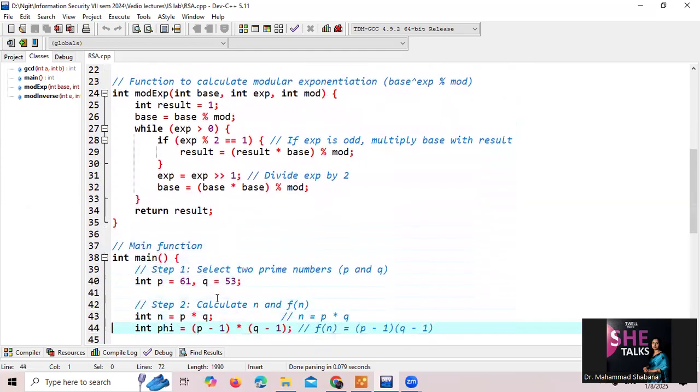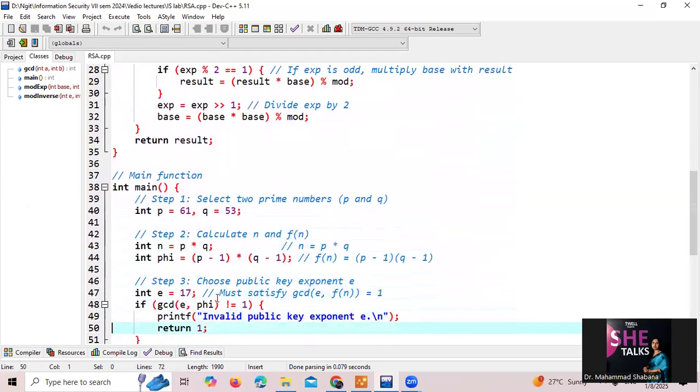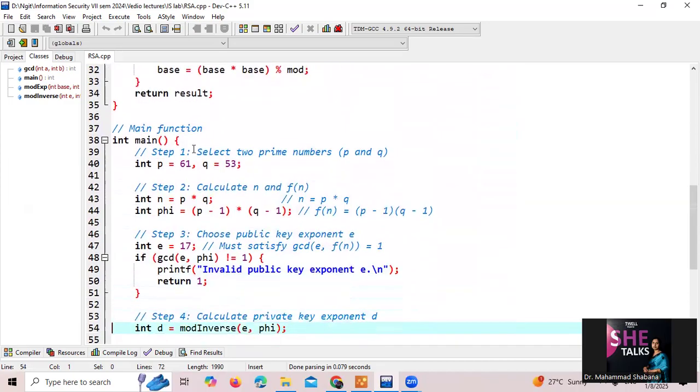Let us go to the main function. Here we are taking two prime numbers, P and Q. P we are taking 61 and Q we are taking 53. These are the two prime numbers which are the foundation for RSA encryption. The product of the two primes is used as the modulus in encryption and decryption, and phi is Euler's totient function phi of n, the count of integers less than n that are co-prime with n.